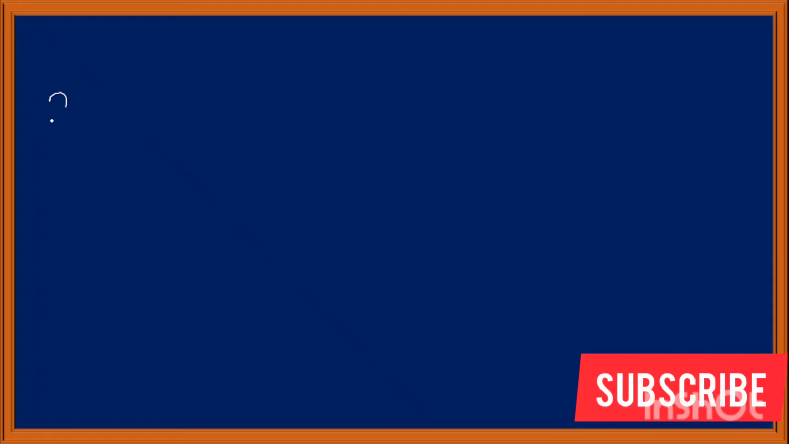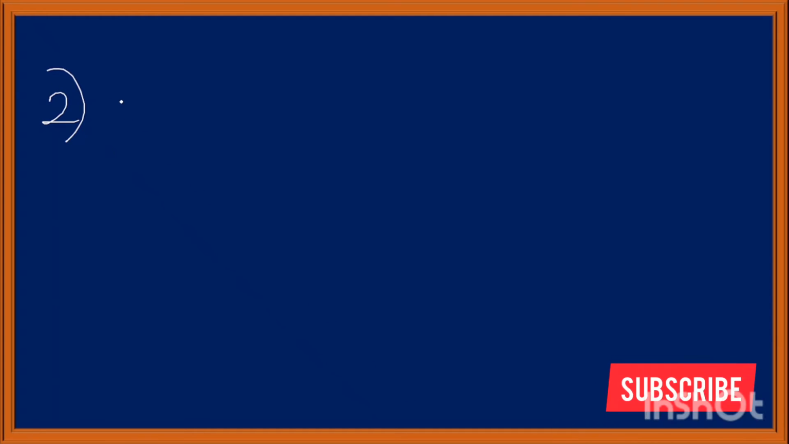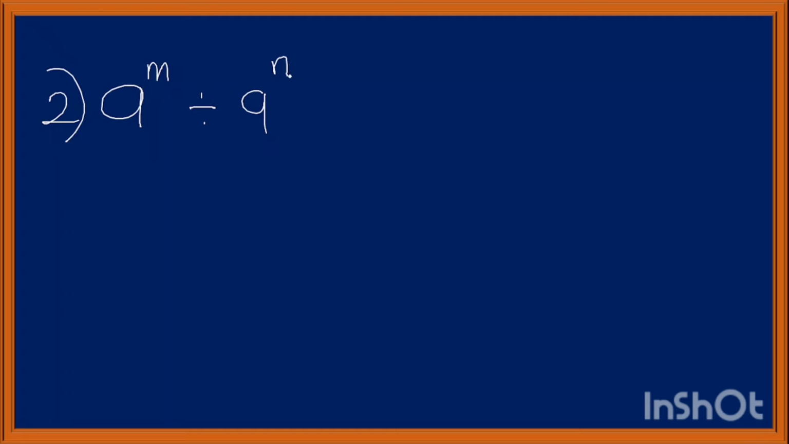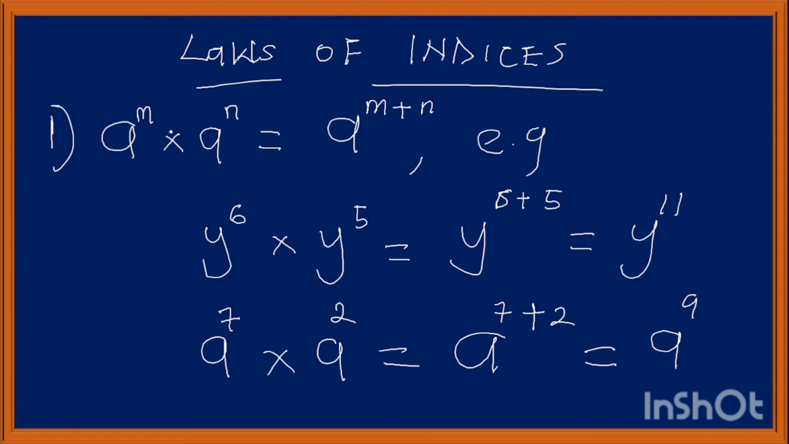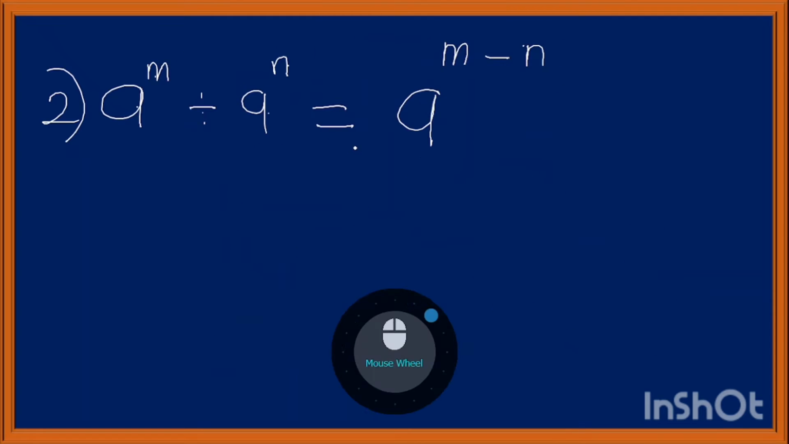The next rule, rule number 2, is called the division rule. So it states if I have a raised to power m divided by a raised to power n, it is equal to a raised to power m minus n. So all I have to do is to retain the base and subtract the power. So when it comes to division, you subtract the power, retain the base. But when it comes to multiplication, you add the power and retain the base. That is just the difference.